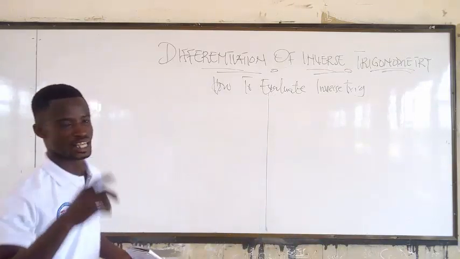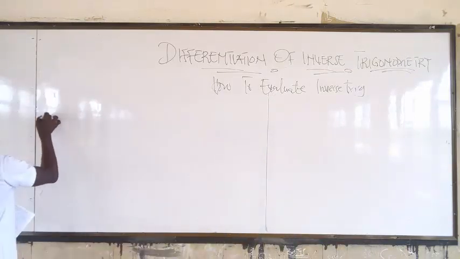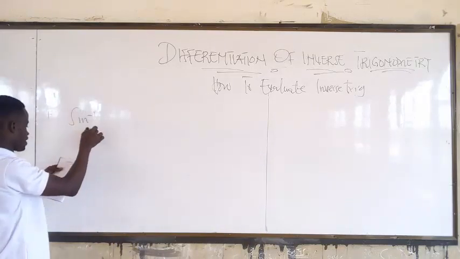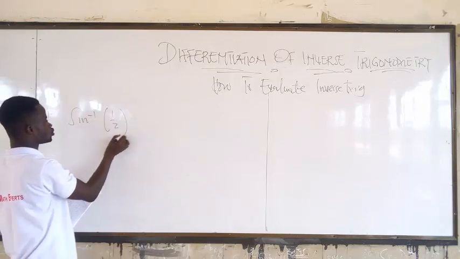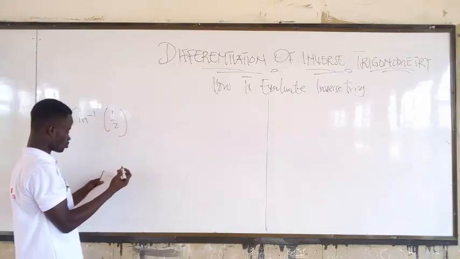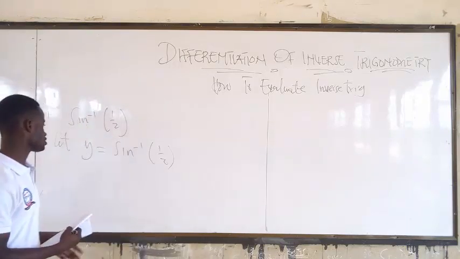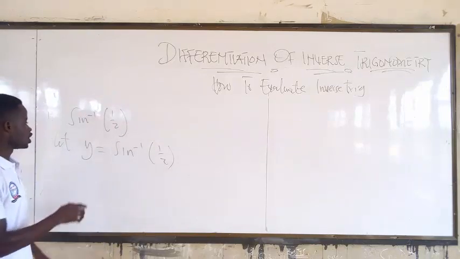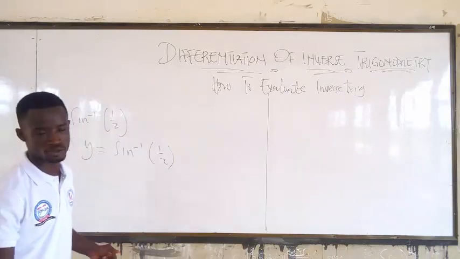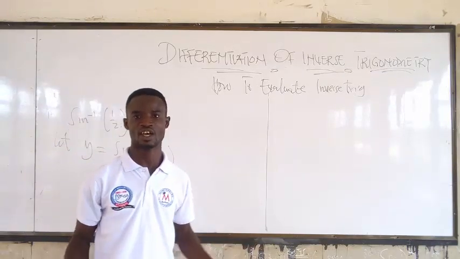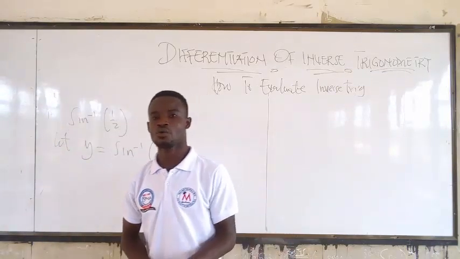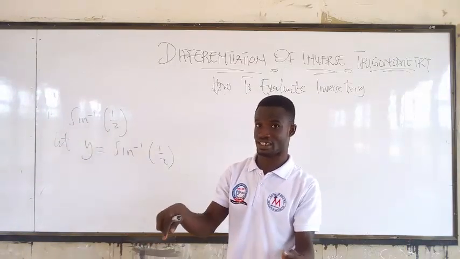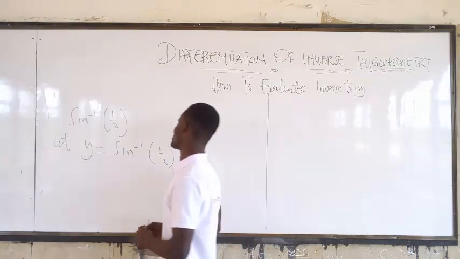Alright, so now the first thing: let's say you have sine inverse of 1 over 2. You want to take the inverse of it, then this is how it's going to be. You will multiply both sides by sine, because what a function does to an inverse is that it undoes it.